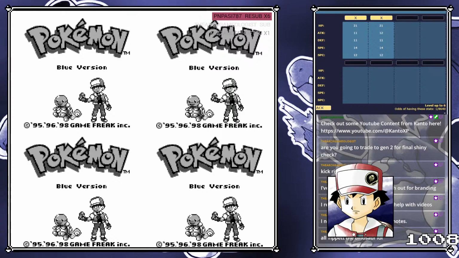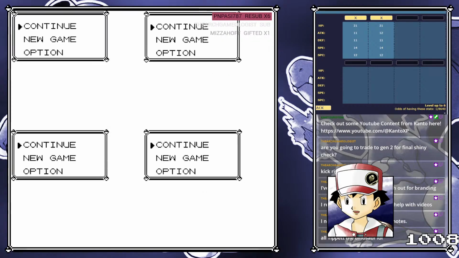Emotes. Oh yeah, the dinosaur emote. Nice. That would be cool.